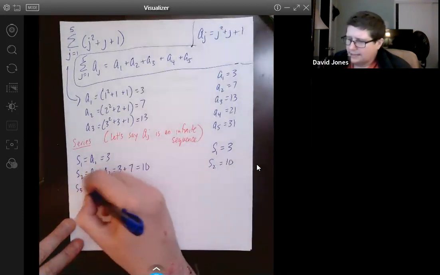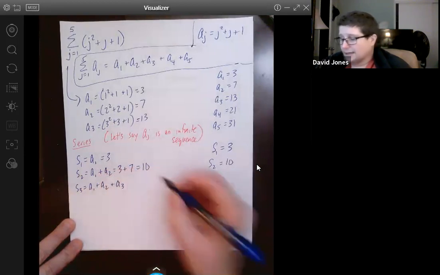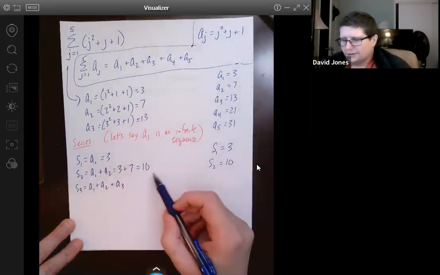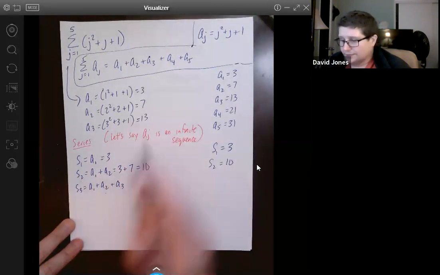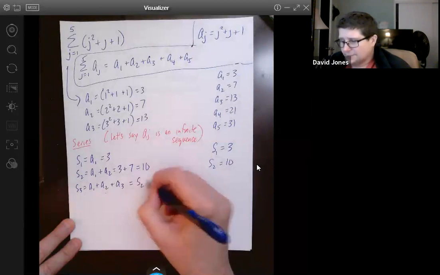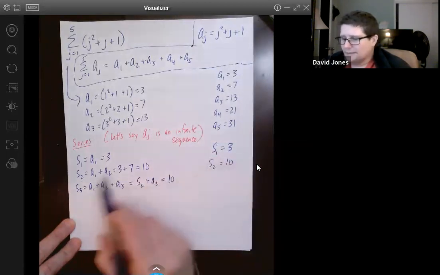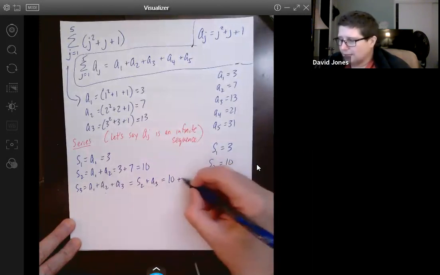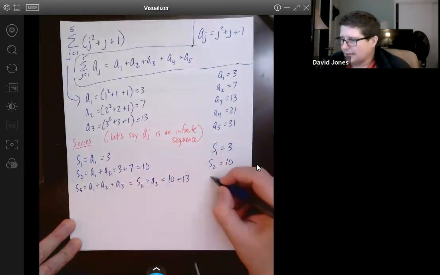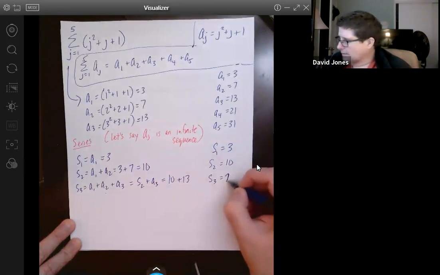S sub 3 is a sub 1 plus a sub 2 plus a sub 3. And I'm going to show you a little quick shortcut. A sub 1 plus a sub 2 was just S sub 2. This is S sub 2 plus a sub 3. So I don't need to keep adding up the previous ones. Just use the previous sum and add the next number. 10 plus 13, S sub 3 is 23.